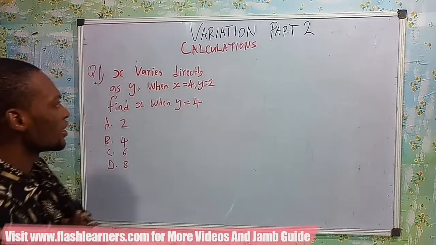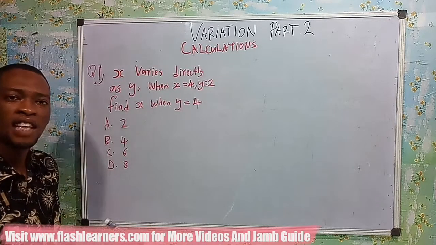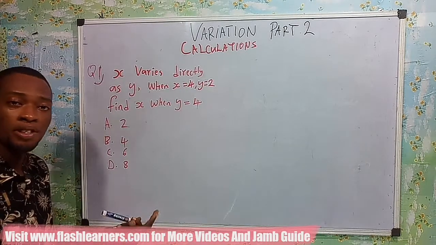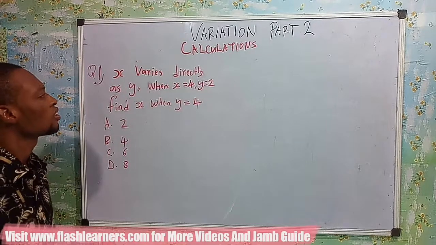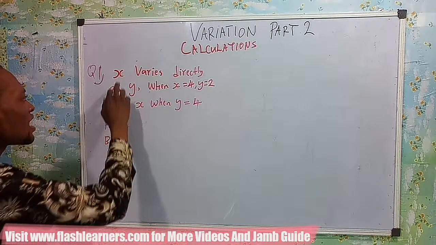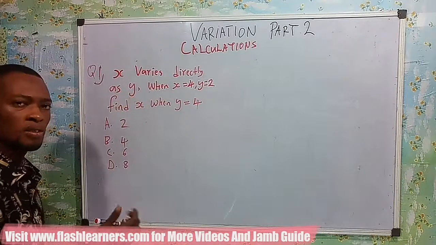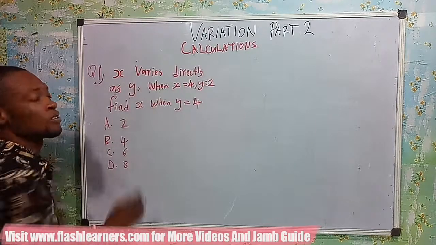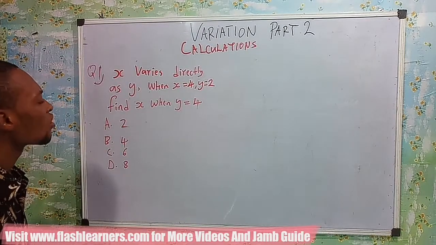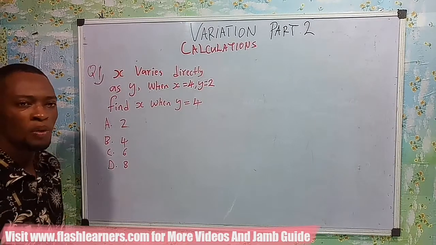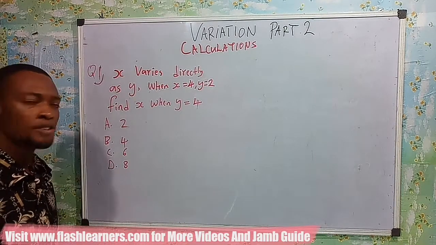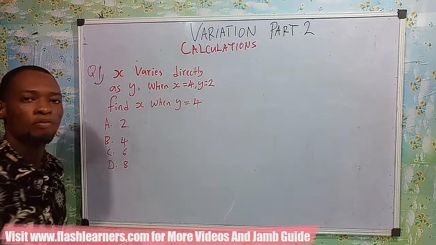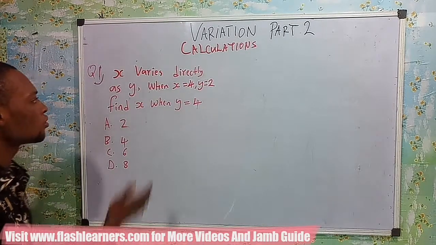Now, when you see something like this, the first thing you should check is the type of variation. Is it a direct variation? Is it an inverse variation, joint, or partial? Now, from the question, we are told that S varies directly as Y. So from this statement, we can clearly deduce that this question is under direct variation. And another reason why we can conclude that it's direct variation is that it involves two variables joined directly. So this is direct variation.